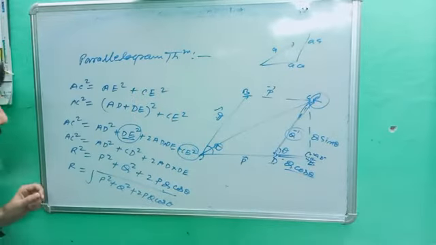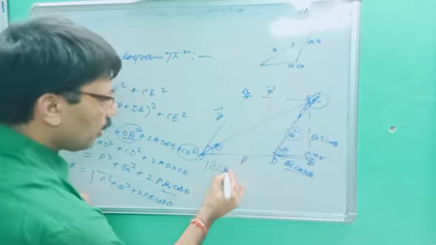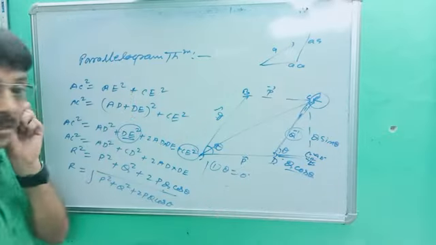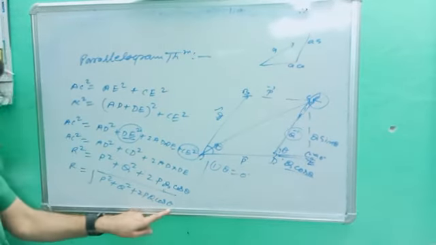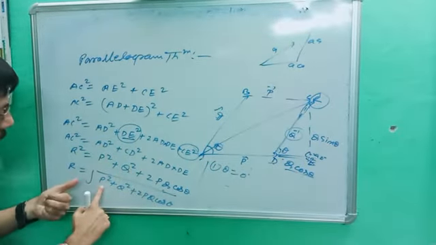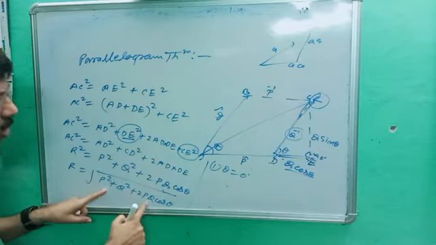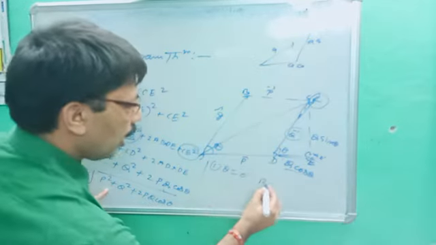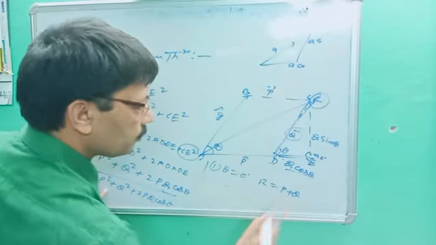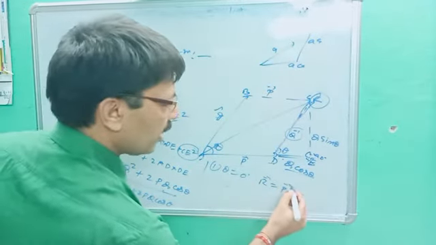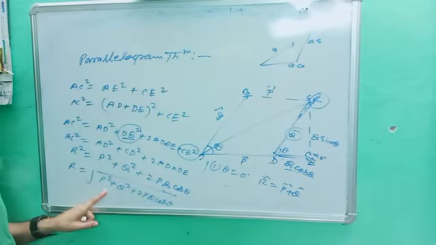So this is an important point. Special case number 1: theta is equal to 0. If you put it, you can get the very easy answer. Theta 0, cos 0 is 1. So you will get P square plus Q square plus 2PQ. It means it will be P plus Q whole square. So the direct answer R will be P plus Q. R vector will be P plus Q. That is one answer, the original answer.